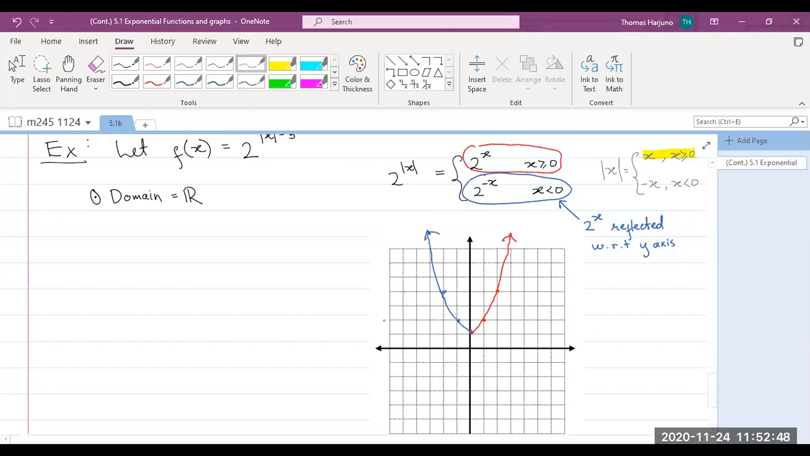As if I'm saying this is the 2 to the x graph. This one here is 2 to the x, but I only take the positive branch. And this is the graph of 2 to the negative x, but I only take the negative branch. So what happens if I want to graph 2 to the absolute of x minus 3?